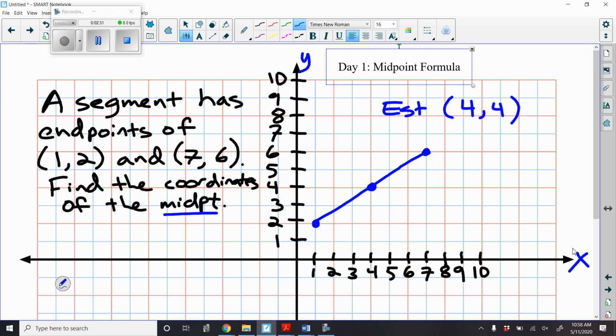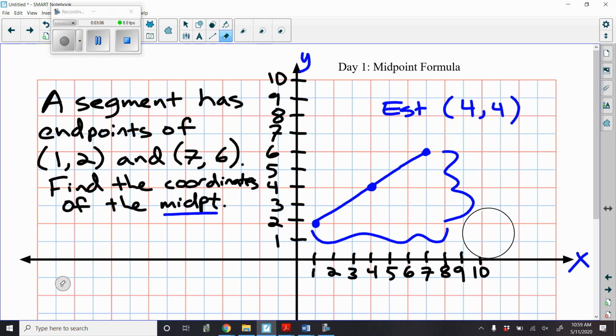Okay, well, we have this segment, and the endpoints are different, have different x's and different y's. And what I want you to think about is the midpoint has to be right in the middle of the x values, and it has to be right in the middle of the y values. Right? So I probably extended that just a little too far. Let me just erase that. Right in the middle of the x values, right in the middle of the y values.